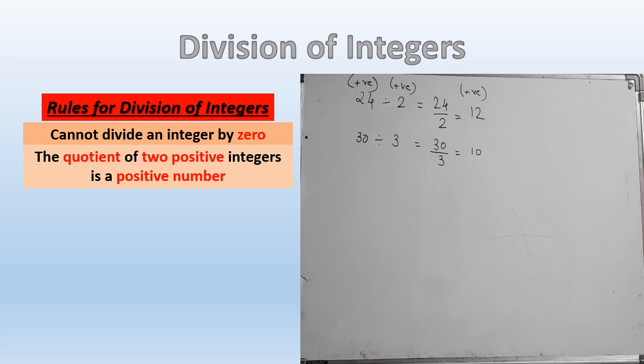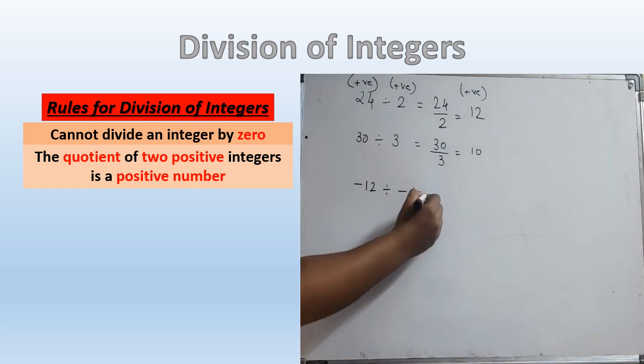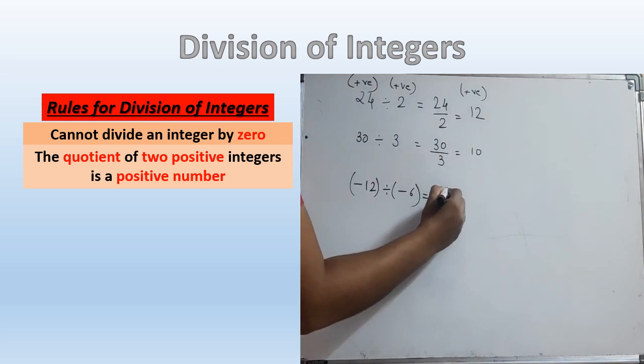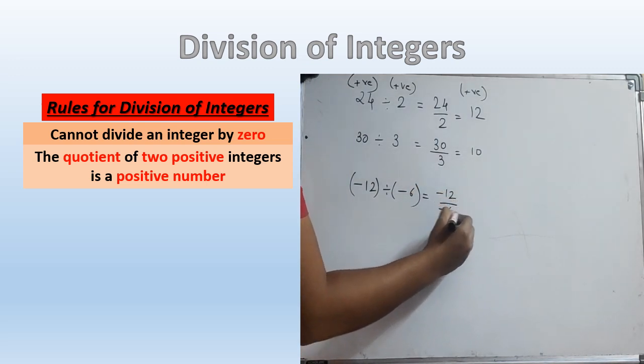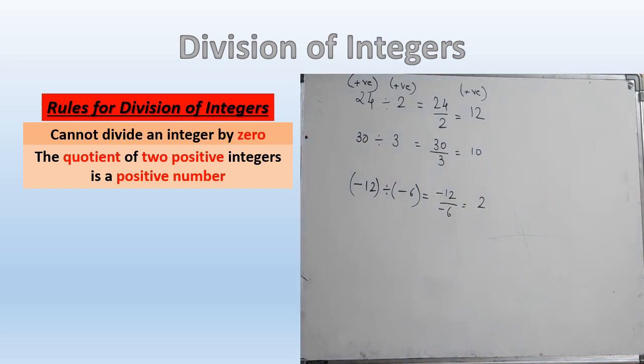Now we'll look into what we get when we divide a negative integer by a negative integer. Say you have minus 12 divided by minus 6. What are you going to write? Minus 12 upon minus 6. The answer is going to be positive 2.